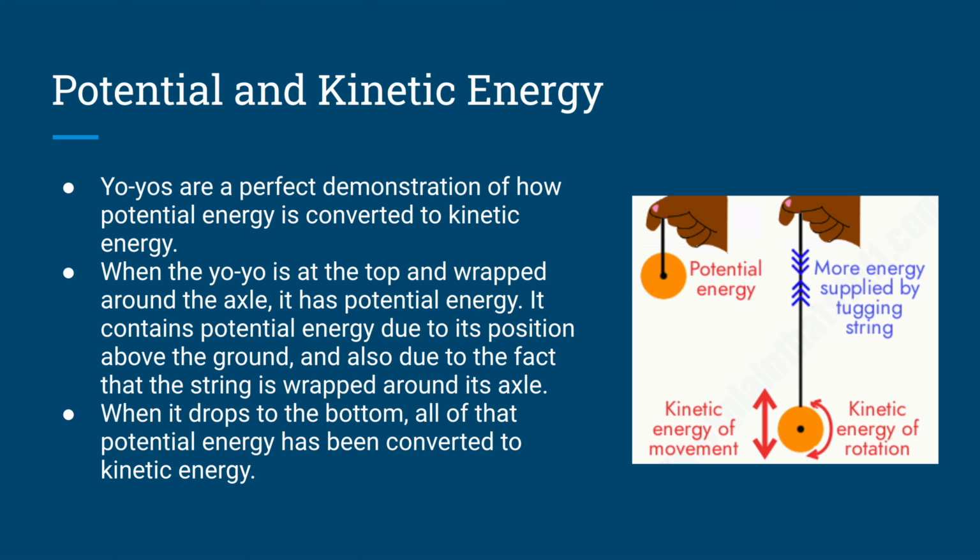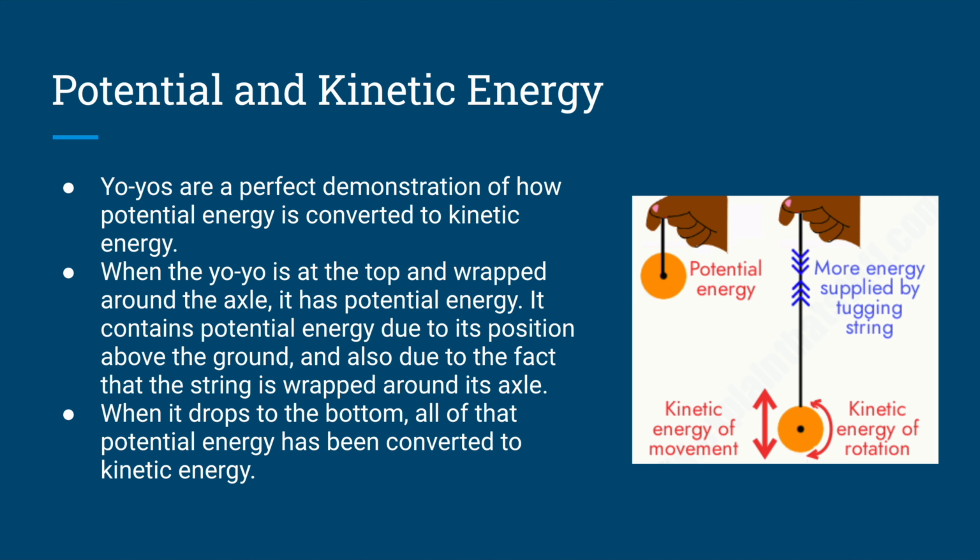Yo-yos are the perfect demonstration of how potential energy is converted to kinetic energy. When the yo-yo is at the top and wrapped around the axle, it has potential energy. It contains potential energy due to its position above the ground and also due to the fact that the string itself is wrapped around its axle. When it drops to the bottom, all of that potential energy has been converted to kinetic energy. The yo-yo has the most kinetic energy right before it reaches the bottom because that is when the angular velocity is highest.